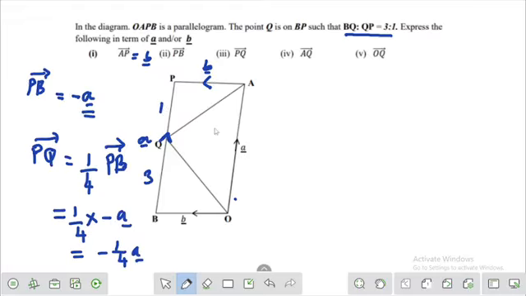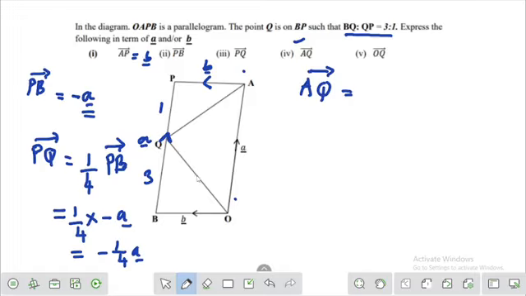So we have now come to 4 right here, where we need to find AQ. So we need to find what? AQ. So where is our AQ? Let's identify. We need to find AQ. This one right here. So for this AQ, you can say AP plus PQ, or you can say AO plus OQ.